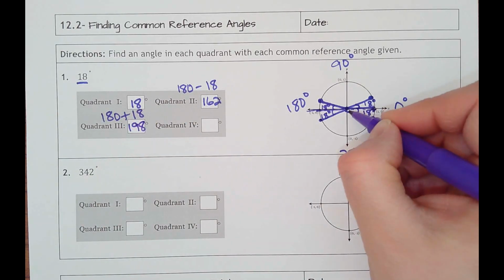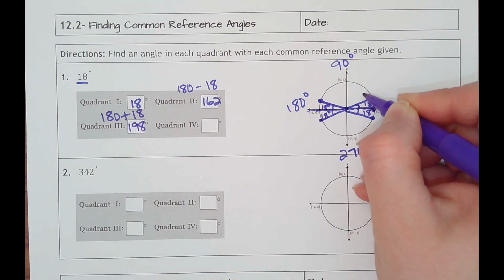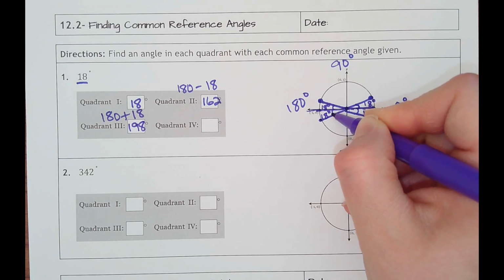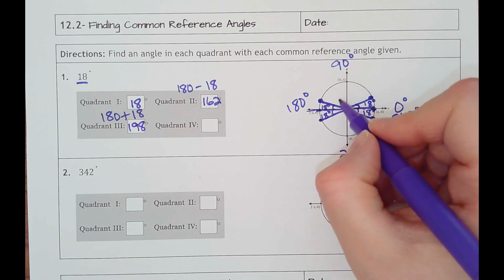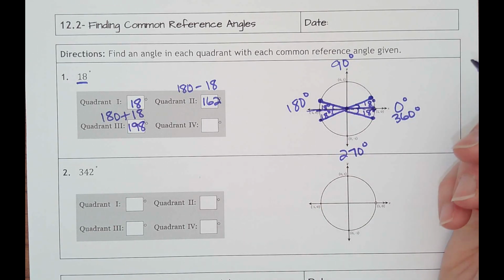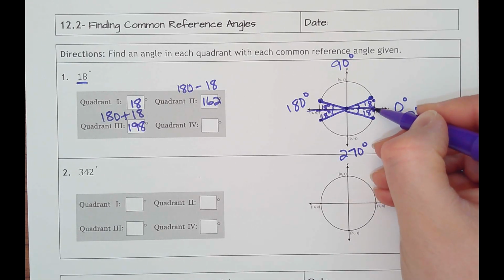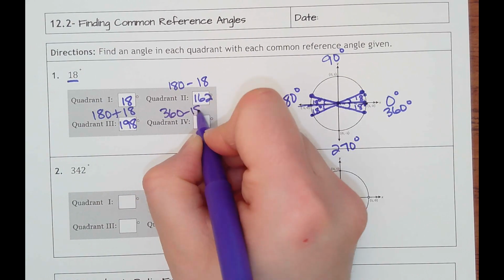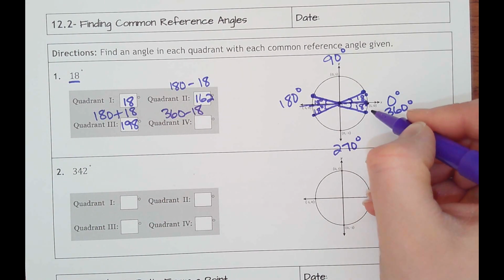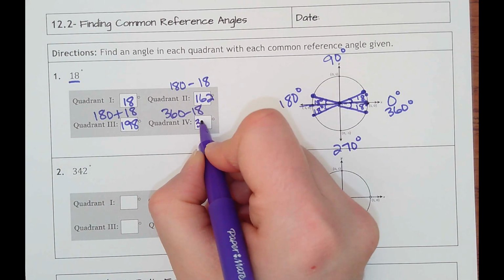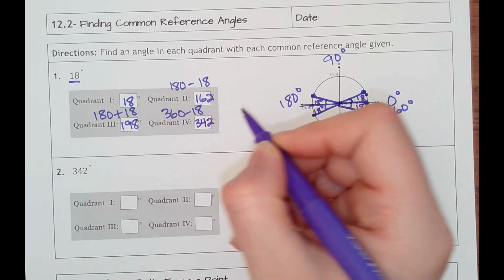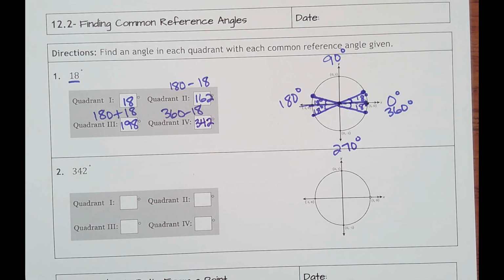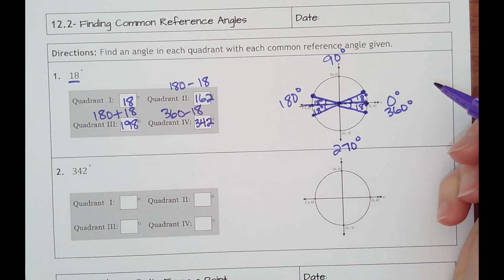So again, from this initial ray here on the x-axis all the way to this terminal ray would be a total of 198 degrees, but it has a reference angle of 18. Quadrant 4, since I'm not quite to 360, I do 360 minus 18, and that would get me 342, which has a reference angle of 18 degrees.